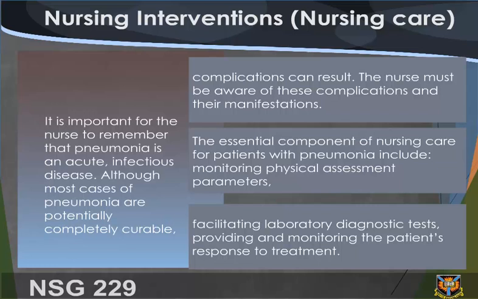Nursing interventions, nursing care. It is important for the nurse to remember that pneumonia is an acute infectious disease. Although most cases of pneumonia are potentially completely curable, complications can result. The nurse must be aware of these complications and their manifestations. The essential components of nursing care for patients with pneumonia include monitoring physical assessment parameters, facilitating laboratory diagnostic tests, providing treatment, and monitoring the patient's response to treatment.